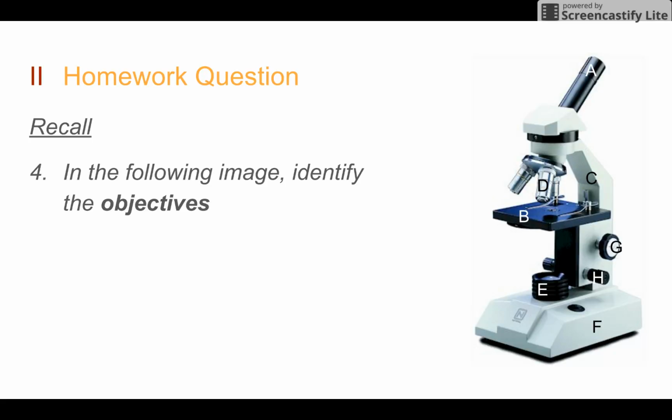Homework question number 4. In the following image, identify the objectives. Which letter represents the objectives or objective lenses? Homework question number 5. In the following image, identify the light source. Homework question number 6. In the following image, identify the fine adjustment.